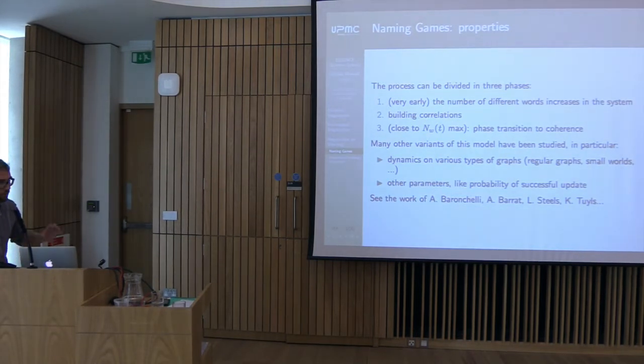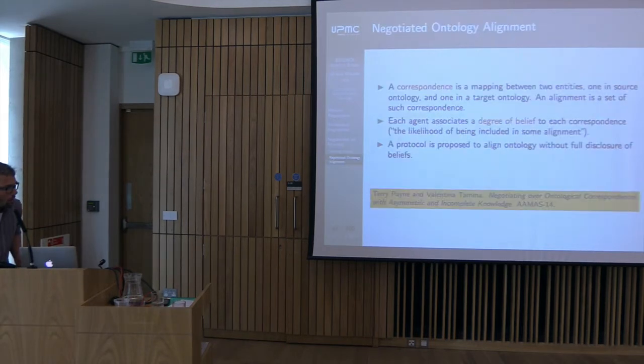on different types of graph connections, and they included other parameters like adding probability of success. In some cases you have the emergence of two different terms under some conditions, so not a single one, but in some versions of these models you have different conventions coexisting in the system, which is not so obvious, so they had a nice study about this.